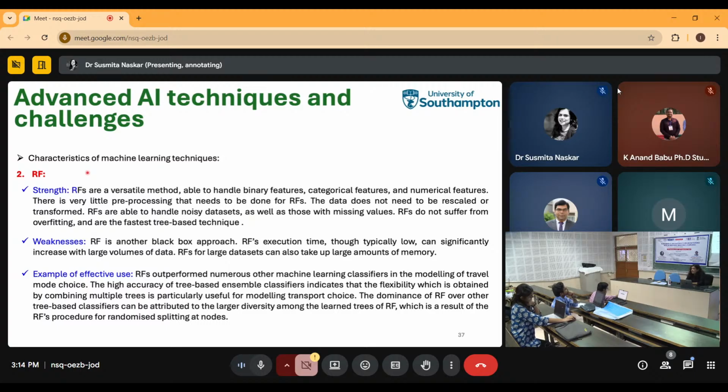They are also a faster tree-based technique, which means they save a lot of computational time. That makes them ideal if you want to get your results very quickly. In short, RF combines ease of use with high performance, which makes it a go-to method in machine learning.